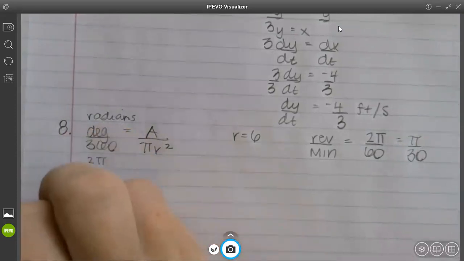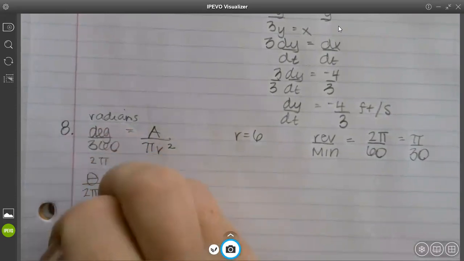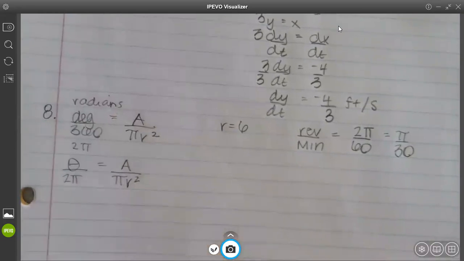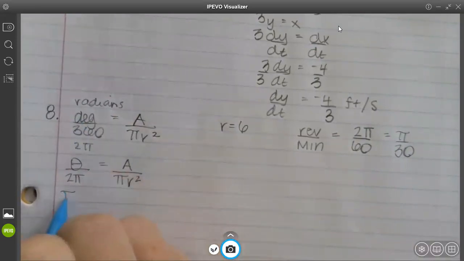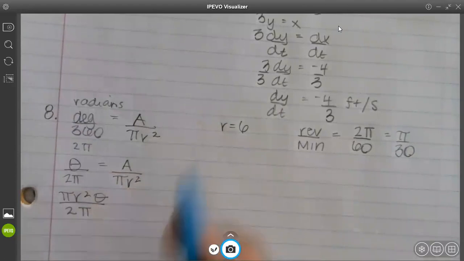So we're going to do our angle over 2 pi equals area over pi r squared. And then I want to clean this up a little bit. I'm going to solve for A. So how do I do that? So I get pi r squared theta. I'm not even going to cross multiply. I'm just going to multiply by my pi r squared so that I can get A by itself.